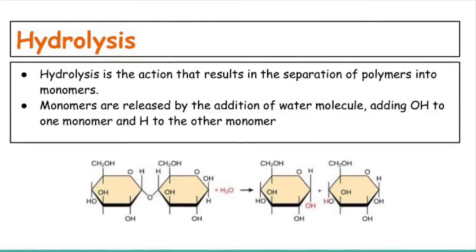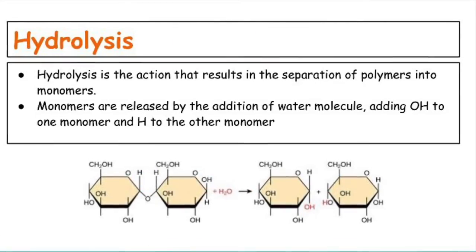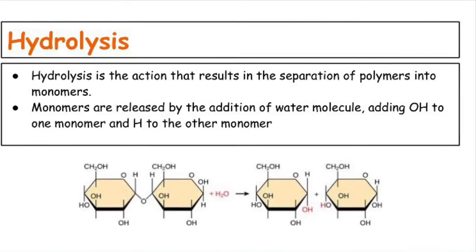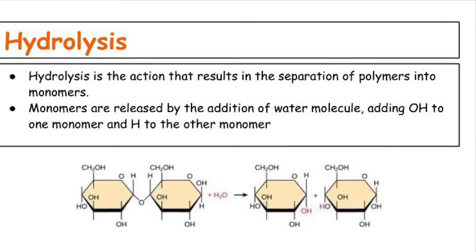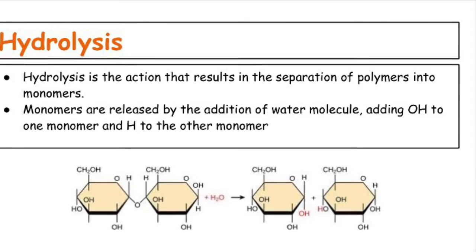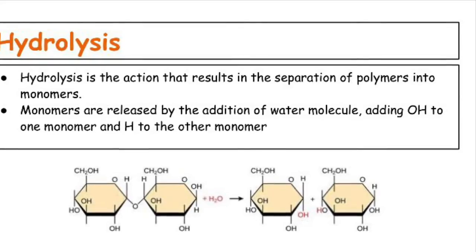The opposite of this is called hydrolysis, and that is the action that results in the separation of polymers into monomers. Monomers are released by the addition of water molecules, adding hydroxide to one monomer and hydrogen to the other monomer.